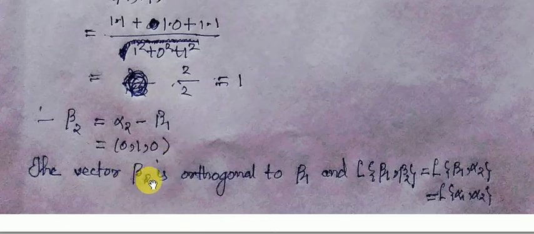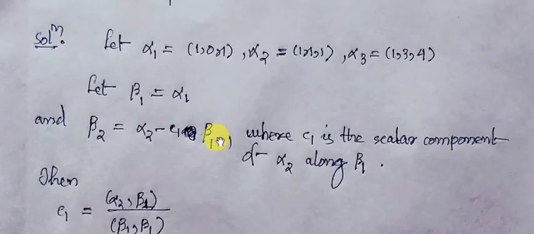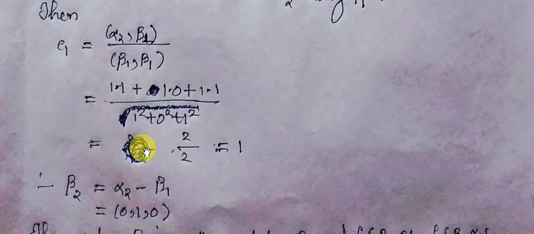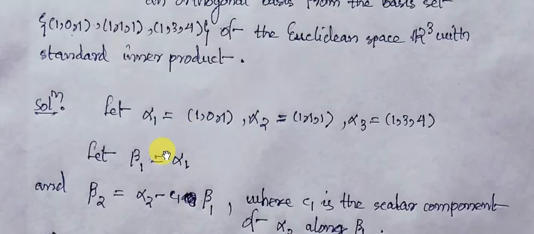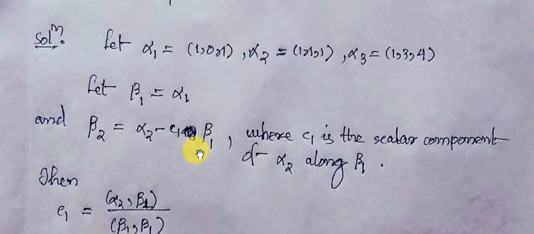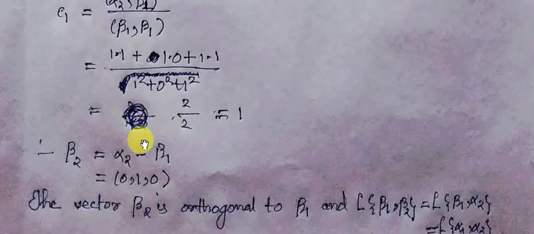This beta 2 vector would be orthogonal to this alpha 1 vector. If you check, using the similar process for checking whether one vector is orthogonal to another, you shall find that this vector beta 2 is orthogonal to the vector alpha 1. Beta 2 vector is the linear combination of alpha 2 and beta 1 vector.